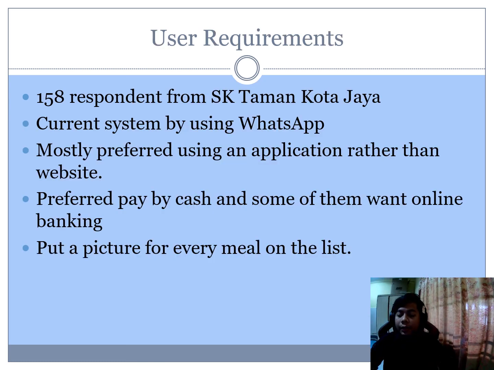User requirement. A questionnaire was held and distributed to the students and teachers at Sekolah Kebangsaan Taman Kota Jaya. There were 158 respondents answering the questions, 149 from the students and 9 from the teachers. The purpose of the questionnaire is to get the opinion about the proposed project, and student and teacher opinions on changing their usual way of ordering food online at the canteen. Moreover, their experience of ordering food online was also asked inside the questionnaire.